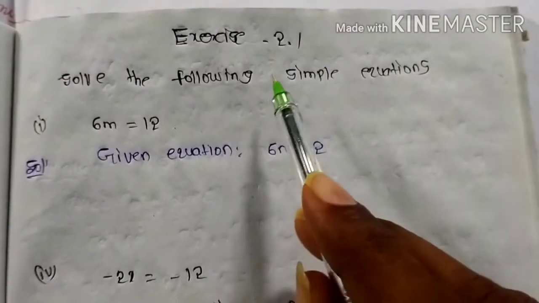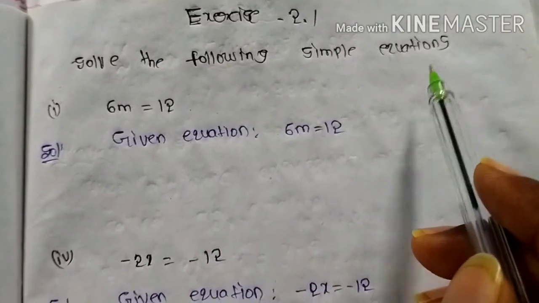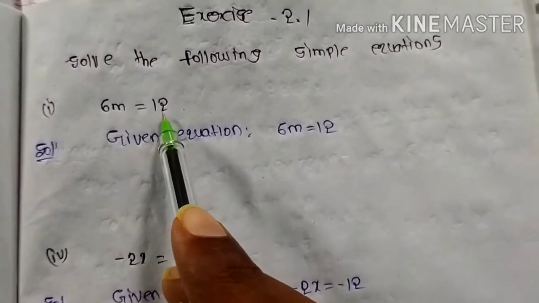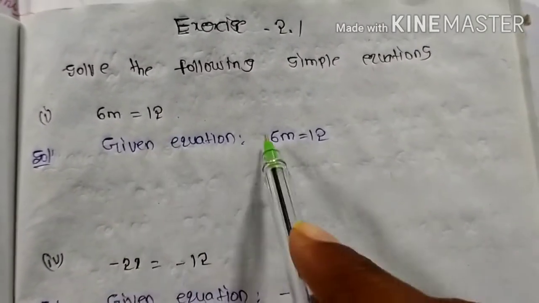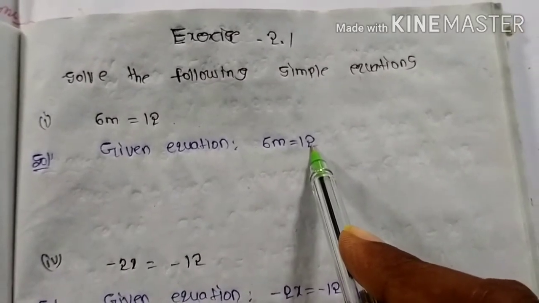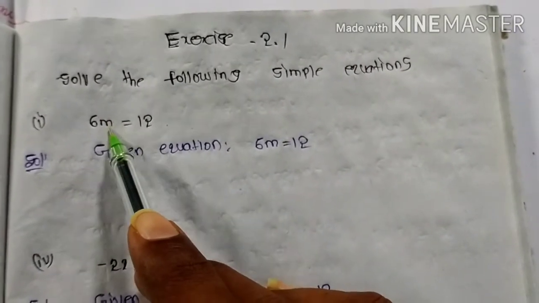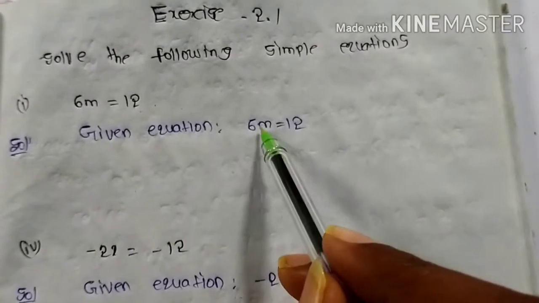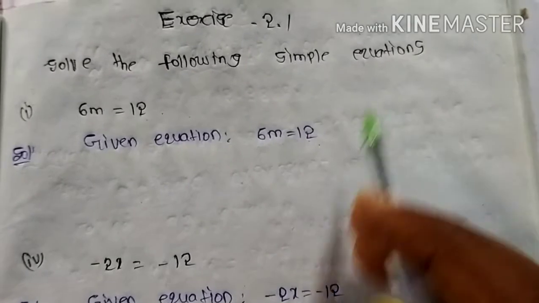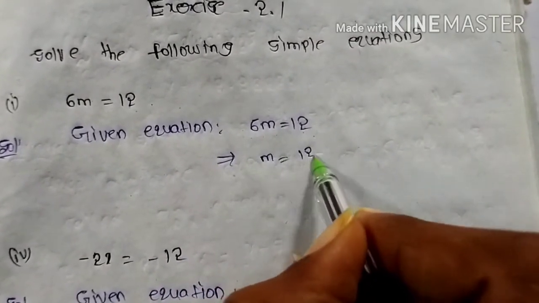Now you can see here exercise 2.1. Solve the following simple equations. What is the first question? You can see here 6m is equal to 12. First I am writing here, given equation is 6m is equal to 12. That means you need to find the unknown variable. Which is the unknown variable? M or not? We need to find the value of m. How can you find? 6m is equal to 12 means 6 into m is equal to 12 or not? That means here I am writing m is equal to 12 by 6.